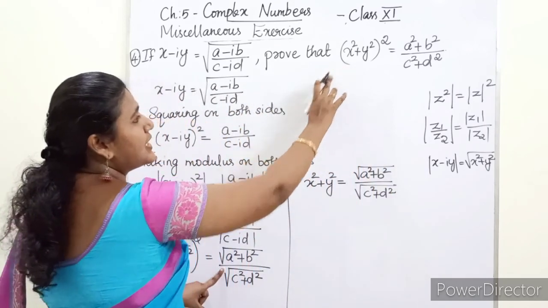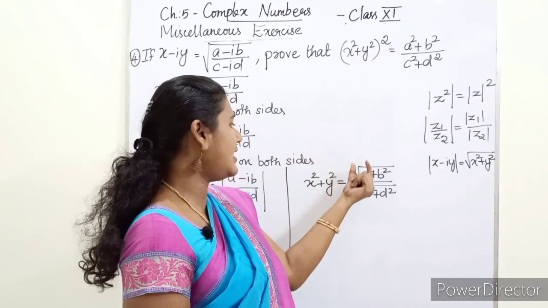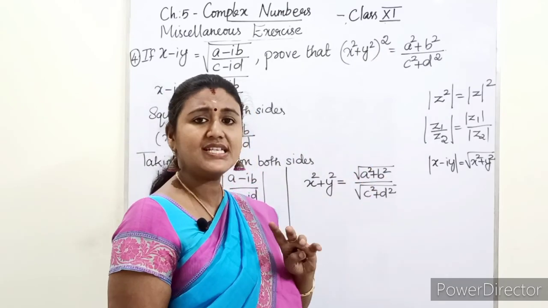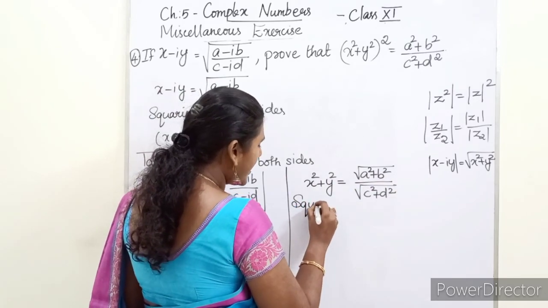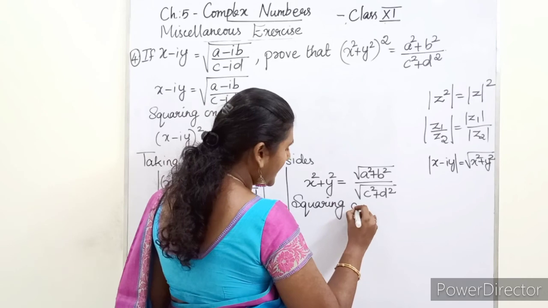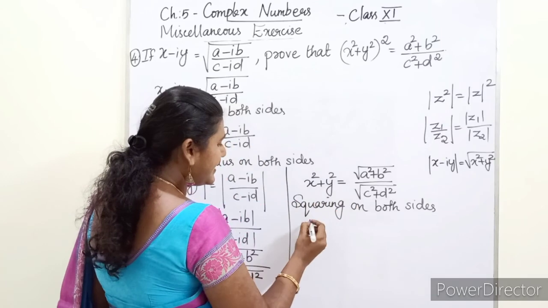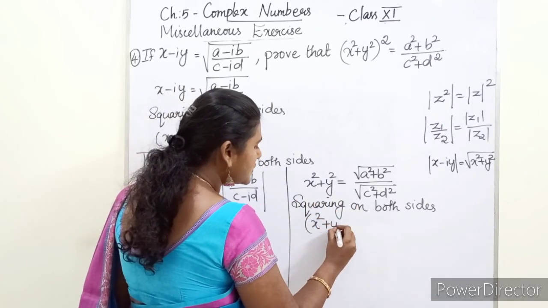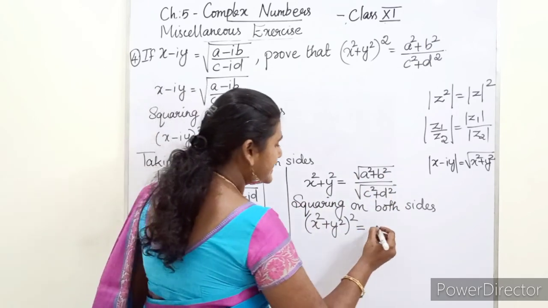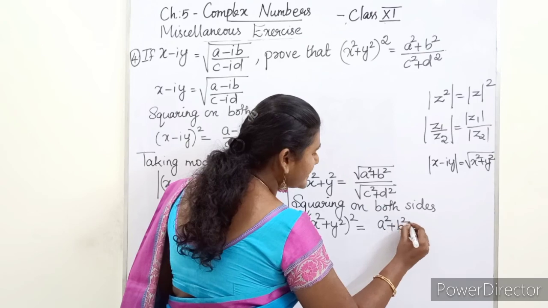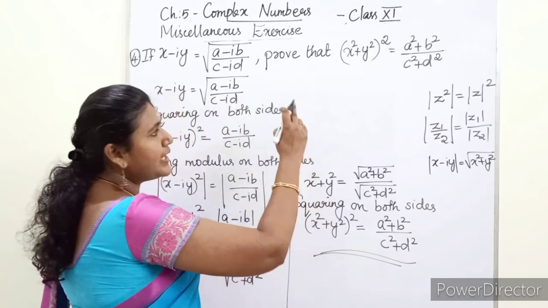Now you see the answer. What is the answer? x square plus y square, and right side we don't have a square root symbol. So what we will do? Squaring on both the sides again. So what you will get in the left side? x square plus y square the whole square is equal to, right side the square root symbol will get cancelled and you will have a square plus b square by c square plus d square. Actually this is what we have to prove.